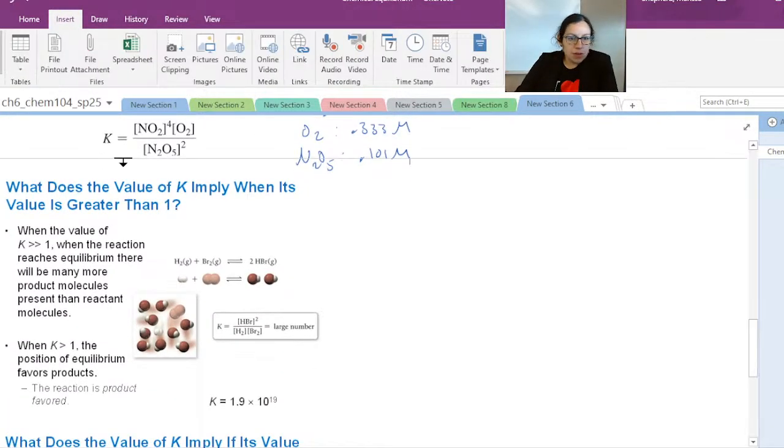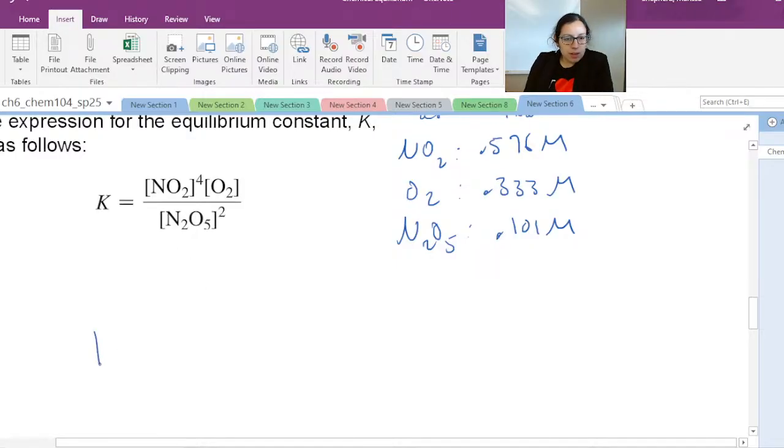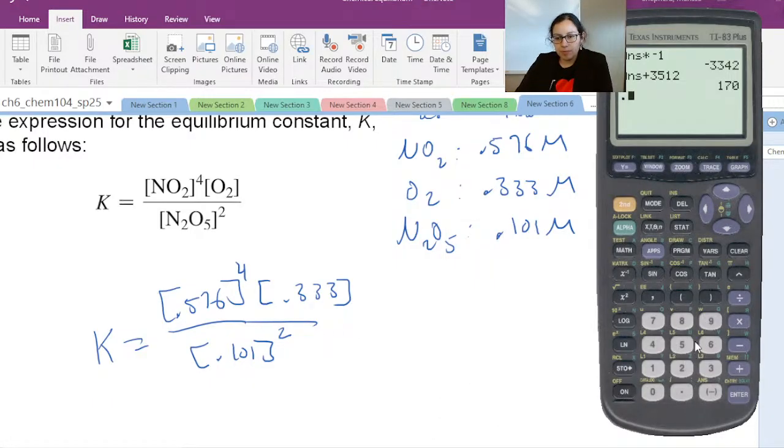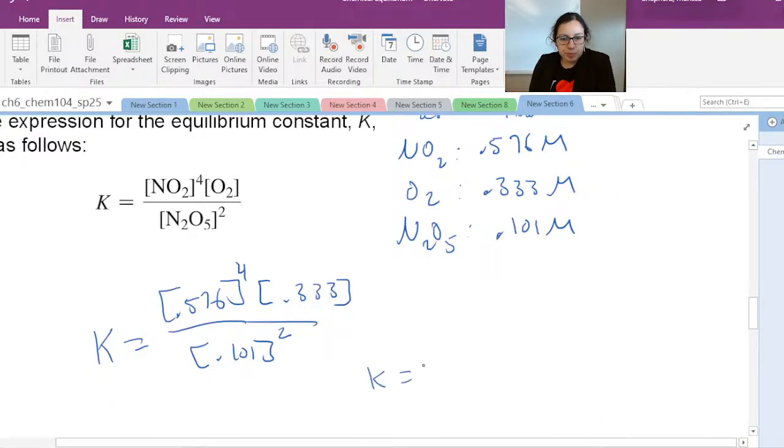And so like I mentioned, we just have to plug it in, so I'll write it just how we plug it in. So K equals 0.576 to the fourth times 0.333 times 0.101 squared. Then just punch that into your calculator. So then we get a K of 3.59. And again, this is probably the most that I would ask you to do with this K.